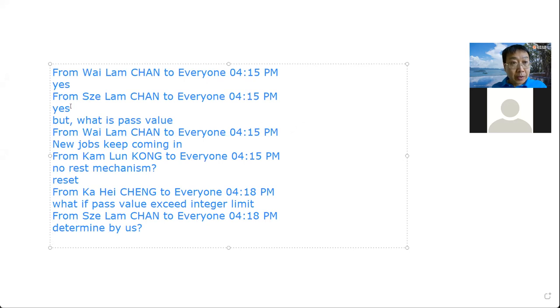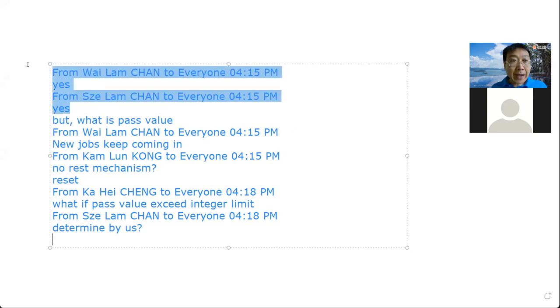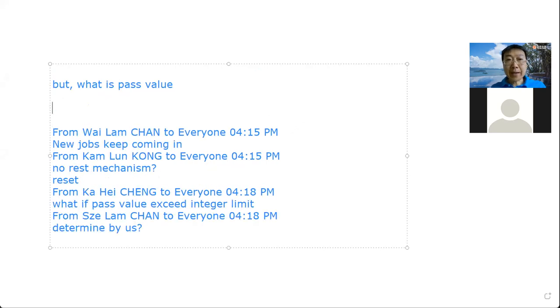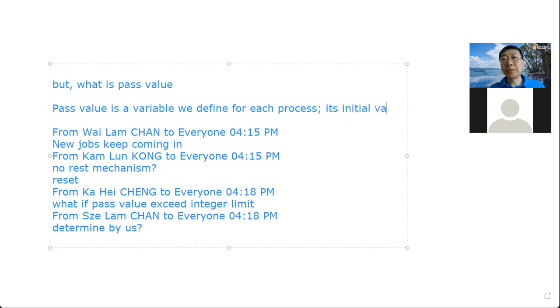New job, what is the pass value, right? So yes, okay. Basically, pass value is a variable we define for each process, right? Then its initial value, if we don't change our algorithm, is zero.